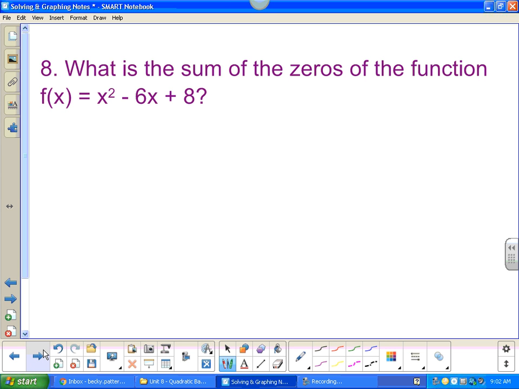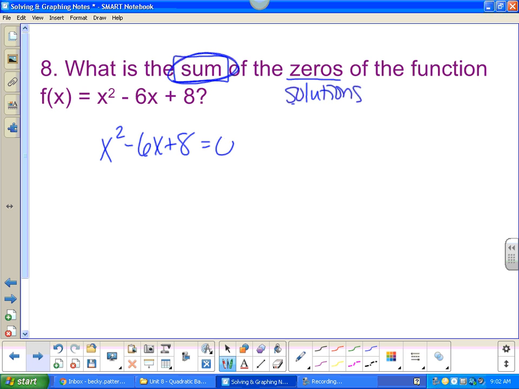Okay, now this is them just being a pain in the butt. What is the sum of the zeros? And zeros are the same thing as solutions. Okay, but when I get my solutions, what does sum mean? Sum means add. So once I get my solutions, I want to add them. Okay, so let's take this one to find its solutions. I'm going to set it equal to 0. And I'm going to factor: factors of 8 that add to 6 are 2 and 4. Sign same, both negative. All right, but you haven't solved anything yet. You've just factored it.